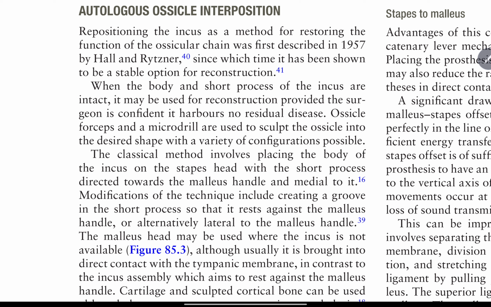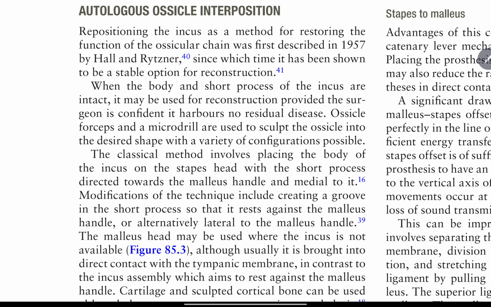Autologous ossicle interposition. Repositioning of the incus as a method for restoring the function of the ossicular chain was first described in 1957 by Hall and Ritzner, since which time it has been shown to be a stable option for reconstruction. When the body and short process of the incus are intact, it may be used for reconstruction provided the surgeon is confident it harbors no residual disease.